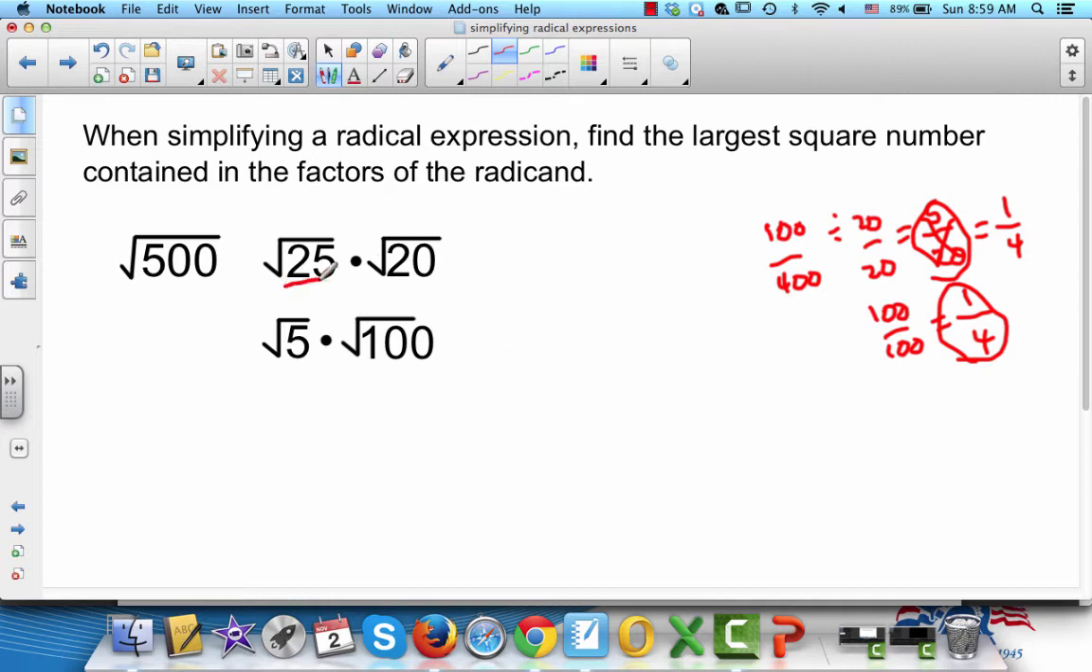Well, this will give you a simplified version. But whenever you find the largest square number that's on the inside, it will give you the simplest form. So if we get the square root of 100, it will be 10, and we're left with the square root of 5. So 10 square root of 5 is the simplified version of the square root of 500.